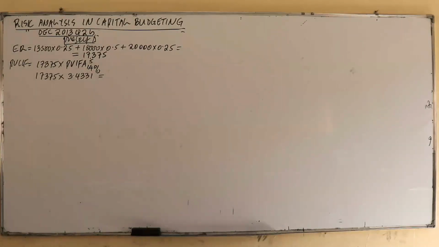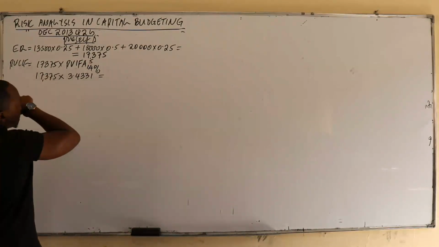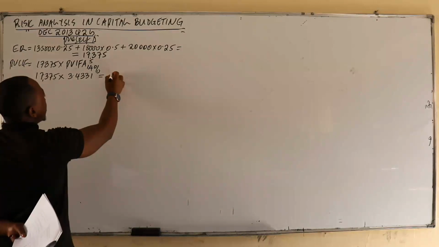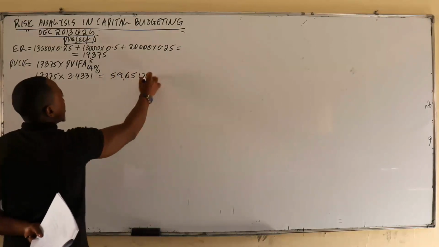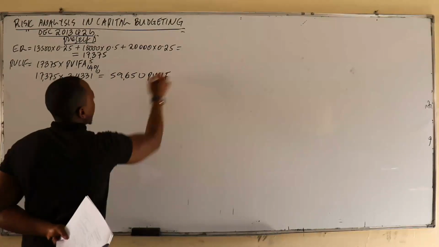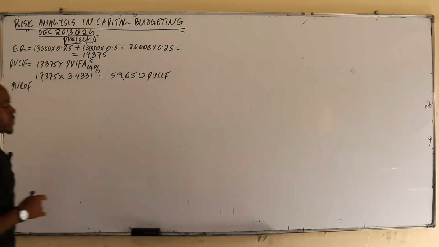Let's discount the expected annual cash flows. Yeah, 59.68. So that's the present value of cash inflow. Now let's determine the present value of cash outflow.